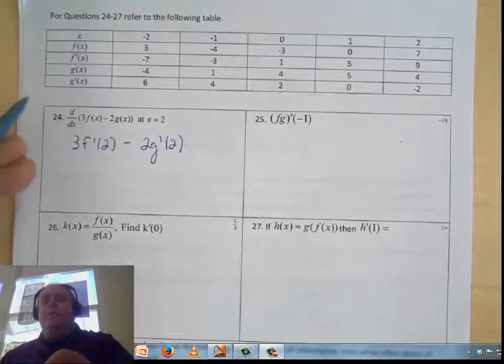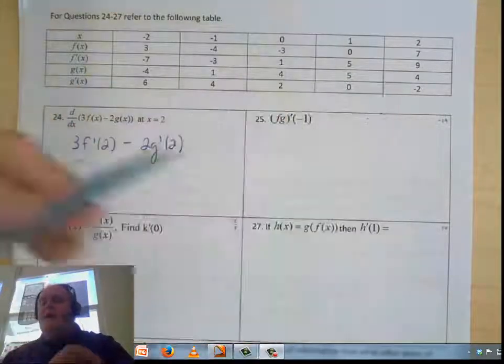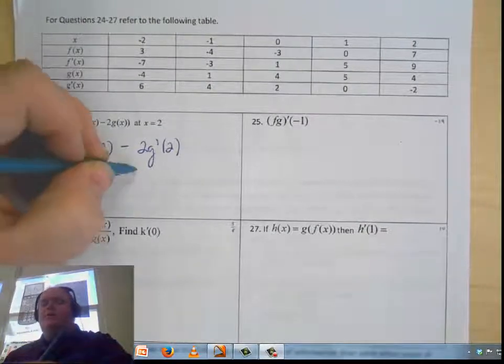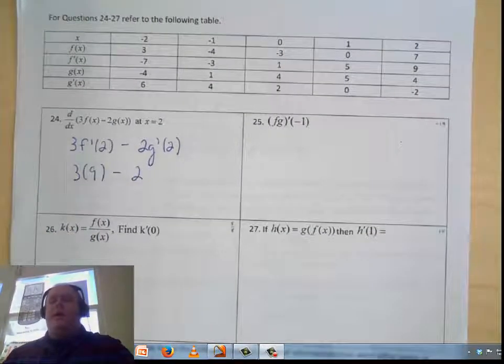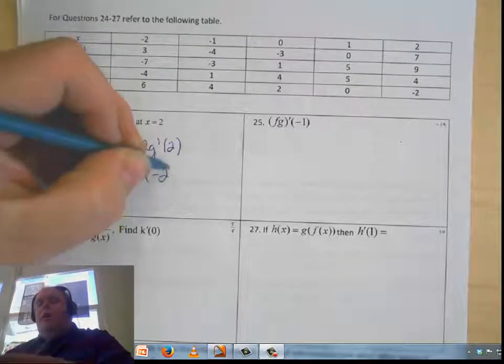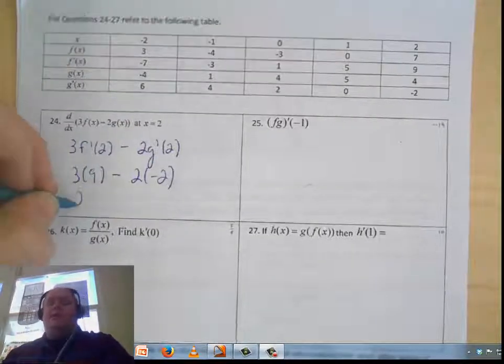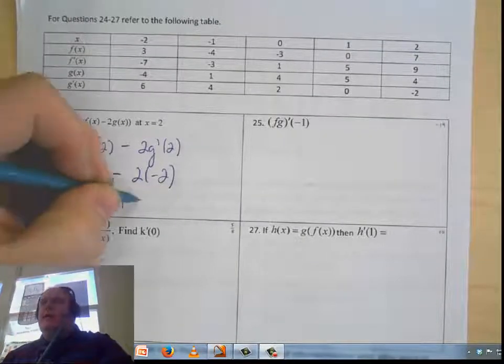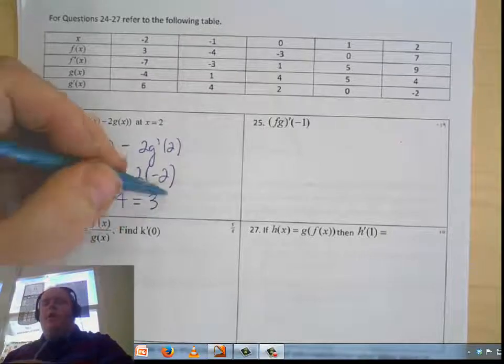F prime of 2 is 9, so I'm going to get 3 times 9 minus 2 times g prime of 2, which is now what I have to fill in. G prime of 2 is negative 2. And so 3 times 9 is 27. Negative 2 times negative 2 is plus 4. Add it together, and I get 31.